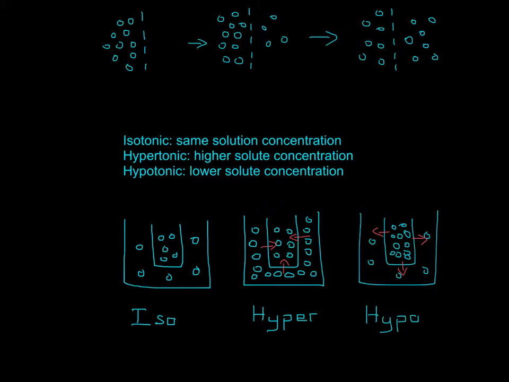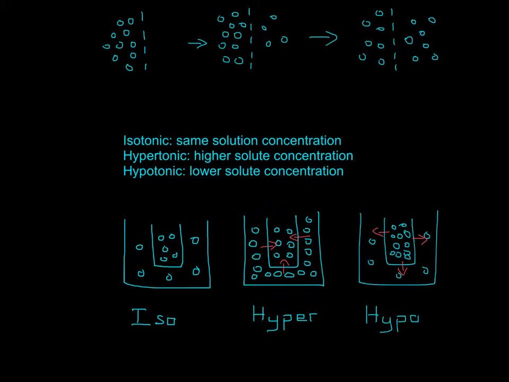So in this case, it's pretty clear that both of these are isotonic to each other, because there's both 6 inside and outside, right? But over here, if they give you a picture, then it's very clear which one's hypertonic. But they have to give you a frame of reference, right? Otherwise, it'd be kind of confusing.